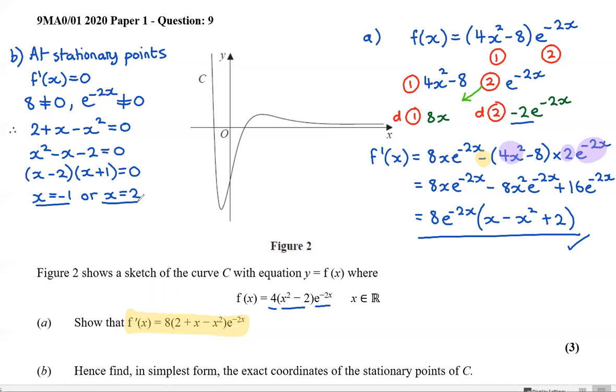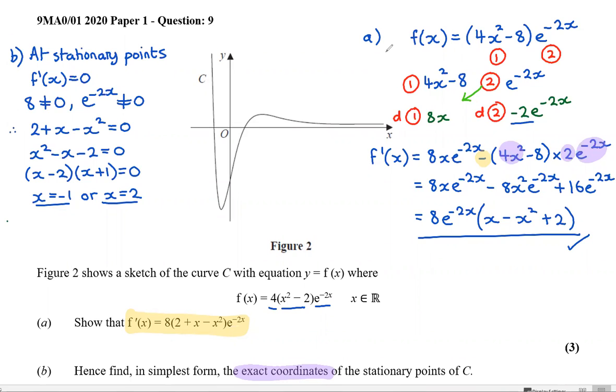Now, please read the question carefully. You're asked to find the coordinates in exact form as well. So we also need the y values. Now, if we plug x equals -1 and x equals 2 into our function, we should be able to write down the y values in terms of e.